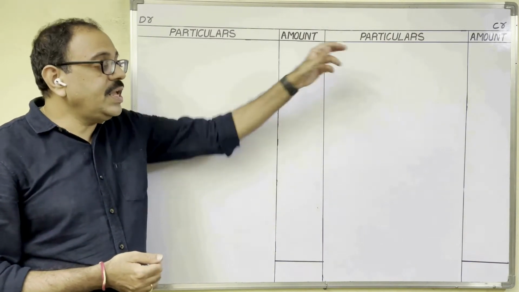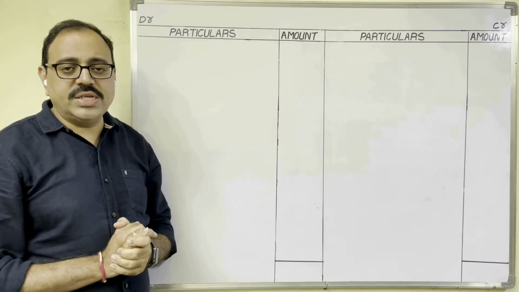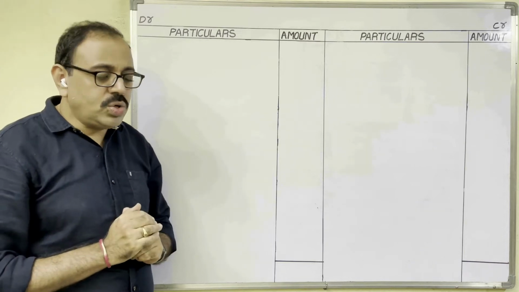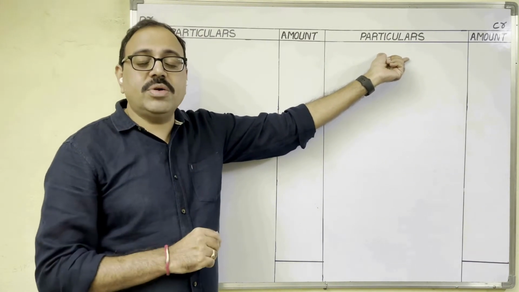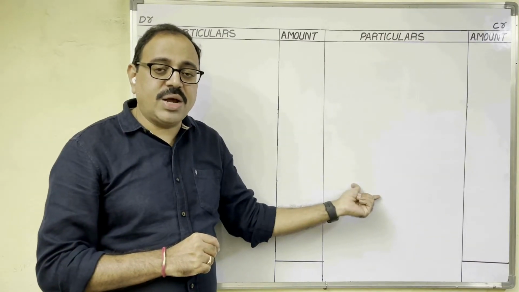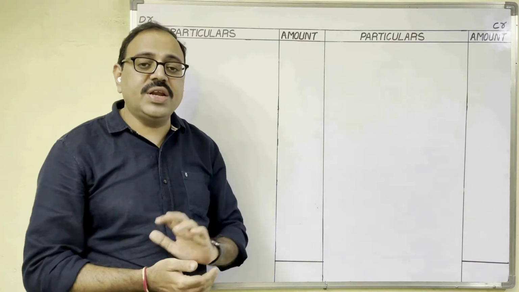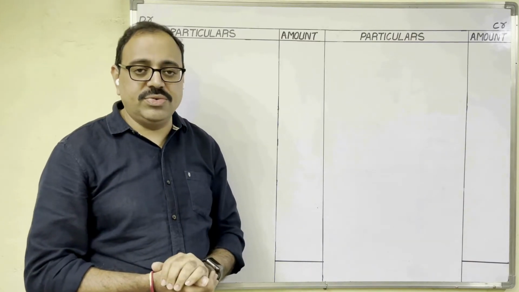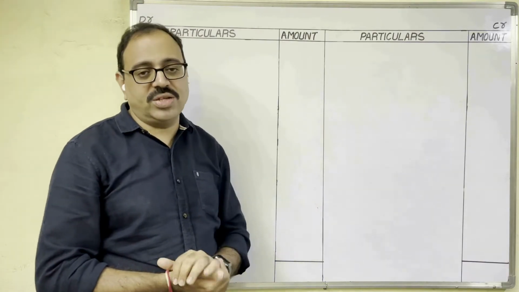Direct income means what? Main income. For any trading organization, main income is sale. So sales income, trading account credit side we should show. All other incomes are indirect incomes. For example, interest received, discount received, dividend received, commission received. All these incomes we have to show on credit side of profit and loss account.